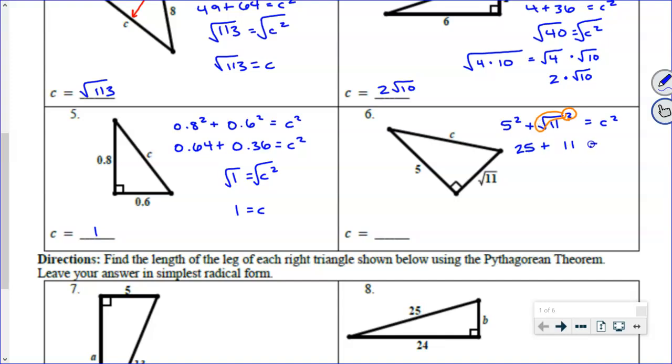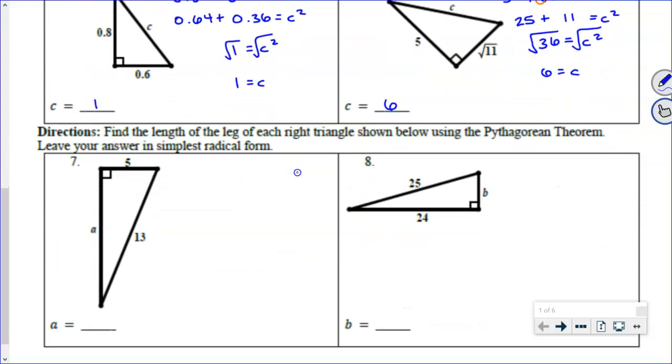25 plus 11 is c squared, and 25 plus 11 simplifies to 36. So 36 is equal to c squared. Now I get to take the square root of each side, and I get 6 is equal to c. So the value of c is 6 units.